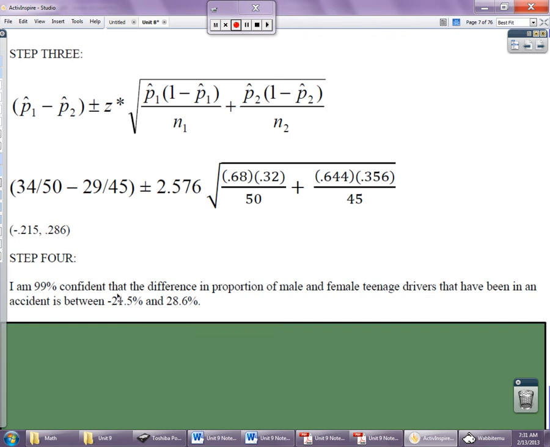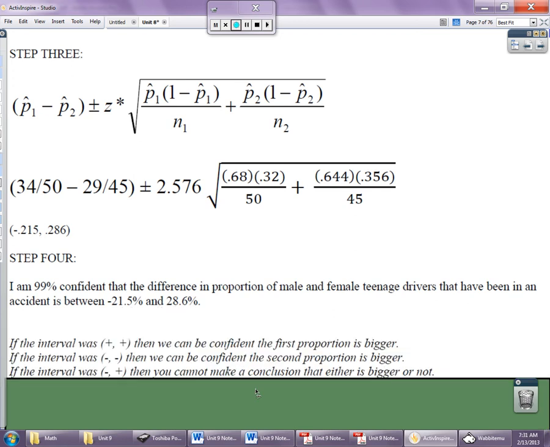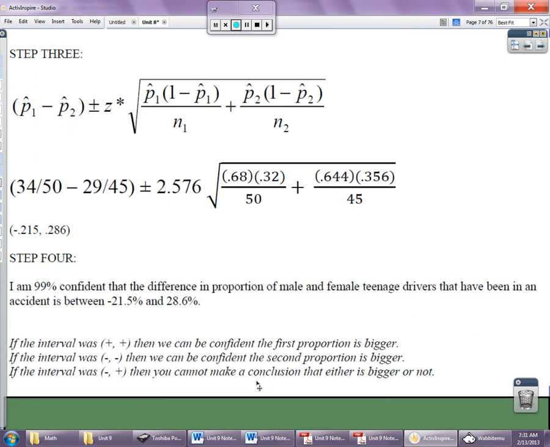I'm 99% confident that the difference in proportion of male and female teenage drivers that have been in an accident is between negative 21.5 and 28.6%. Okay, go ahead and just write this for now. We're going to talk more about this last part, if the interval was positive, positive, negative, negative, and negative, positive. Again, just go ahead and pause this and finish copying down these notes.